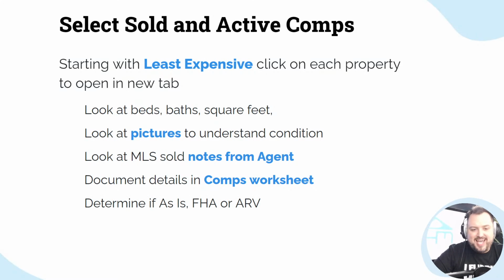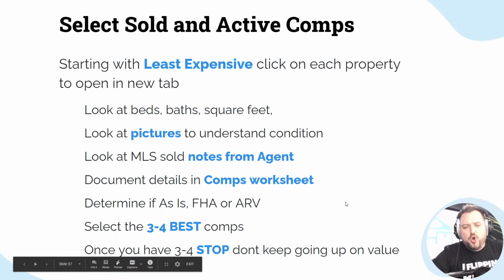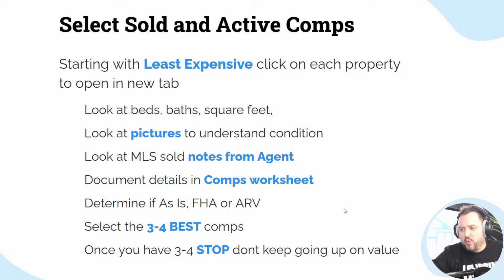We determine if it's as is, FHA, or ARV. Then we select the best 3 to 4 comps. We're going to select the best 3 to 4 actives and the best 3 to 4 solds. Once you have 3 or 4 good comparables, you stop. You don't keep going. You sort from lowest to highest. You keep going until you find 3 or 4 comparables and you stop looking.